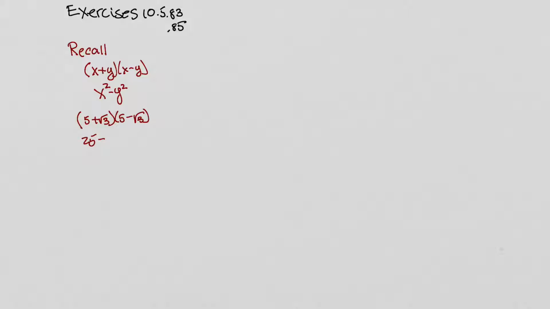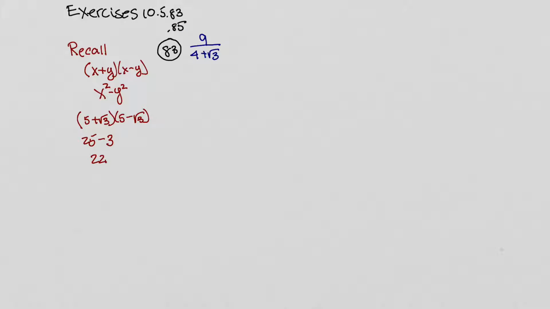So when you square a square root, you know the radical comes off, so we just get 3, and we end up with 22. What we want to observe here is that when you multiply conjugates with the radicals in them, the radicals disappear. So this is a good way of getting rid of radicals. If we have a two-term denominator multiplied by a conjugate, the radical will disappear. So let's use that in these problems here, both number 83 and 85.